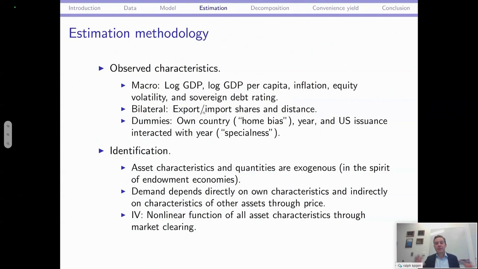a large literature showing that import-export share and distance matter for cross-country allocations. And so we account for that as well as home bias.